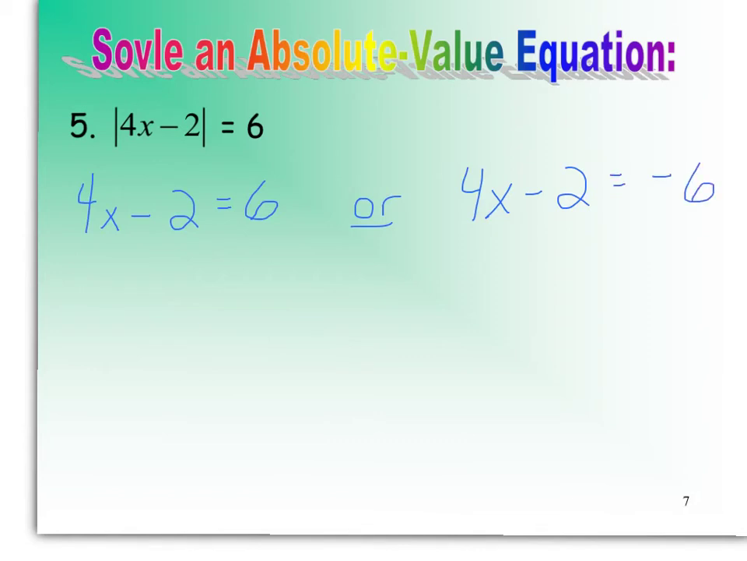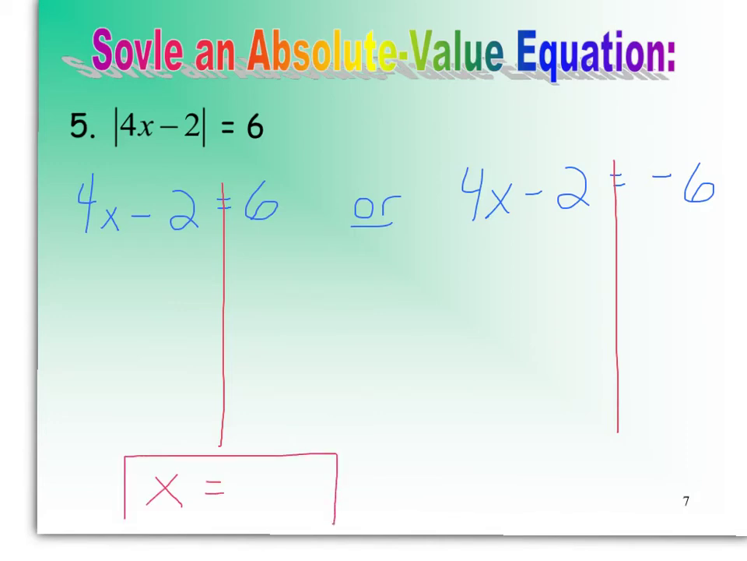And again, once you set up your two equations, you don't have to think about the original equation anymore. You're going to solve these two and you'll get your two solutions. Okay, so we need to isolate the x. This is a two-step equation. Plus 2 on both sides, add the opposite, cancel out. We bring down 4x equals 6 plus 2 is 8.